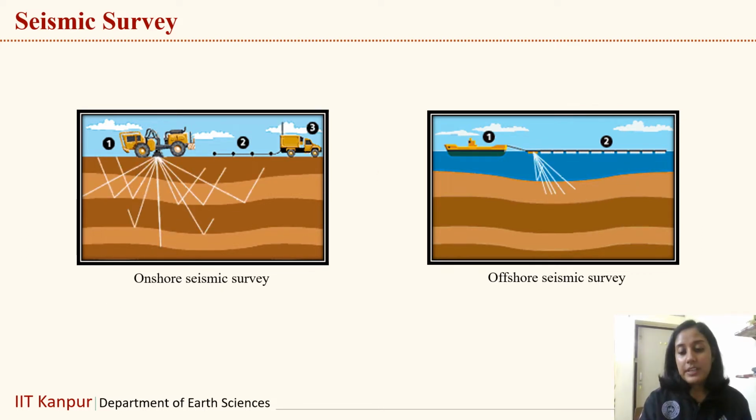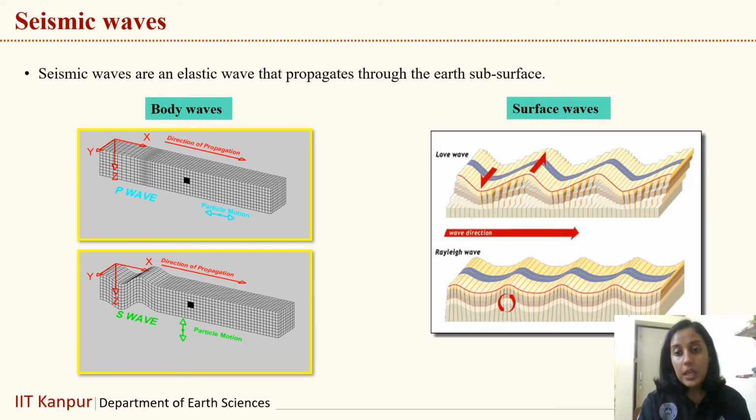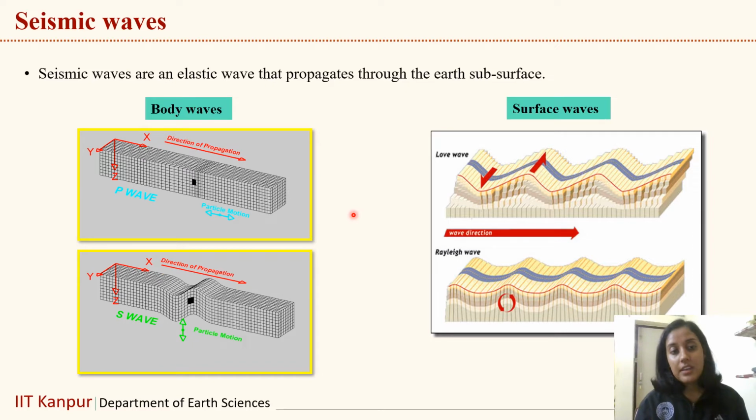Moving on, let's understand what these waves exactly are. Seismic waves consist of two major categories. First is the body wave, second is the surface wave. If we are interested in understanding the deeper structures of the Earth's subsurface, then we acquire the body waves, which have two further categories: first the P wave, and second the S wave.